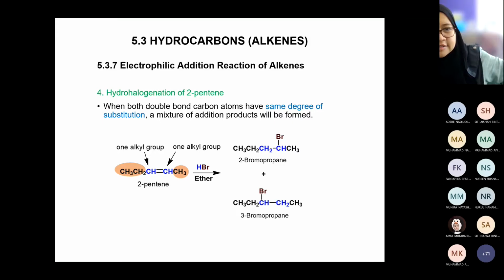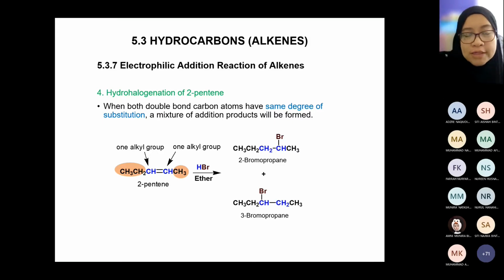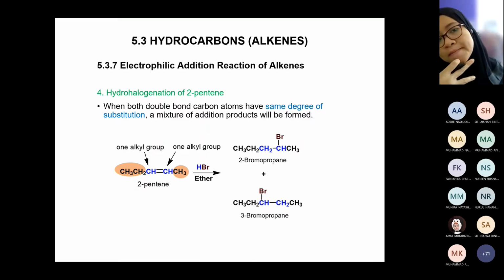Okay, let's look at another example. Hydrohalogenation of 2-pentene. Just now we have propene, kan? Now we have 2-pentene. This is also unsymmetrical. Is it? Yes, unsymmetrical. Okay, so when double bond carbon atoms have same degree of substitution, okay, a mixture of addition products will be formed.